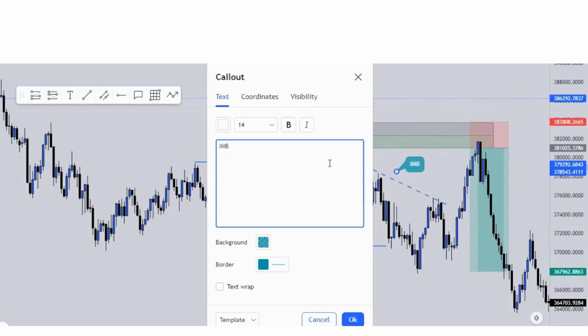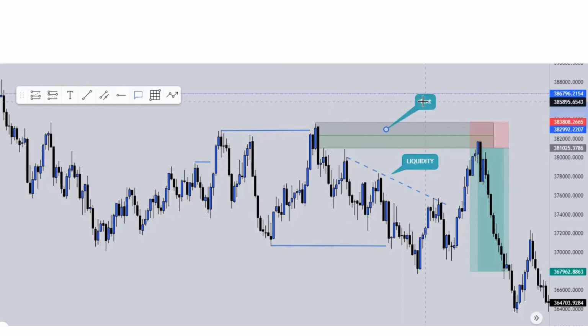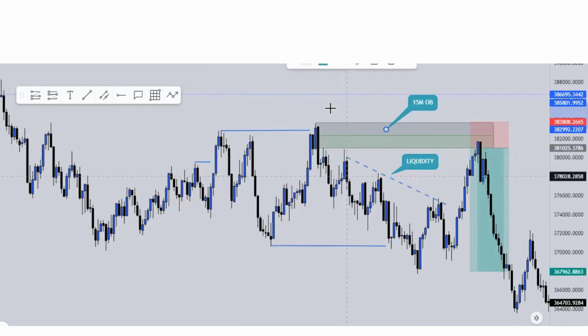Imbalance. Sorry, this is liquidity. I'll just write it, liquidity. I'll write it there, liquidity. So you know that this is liquidity right here. This line, liquidity. All of these stop losses that are here is liquidity. Okay, now this is our order block. This is our 15-minute order block, OB. We leave it like that.